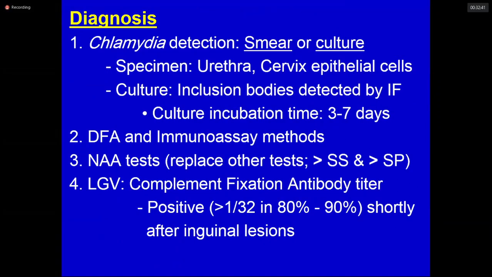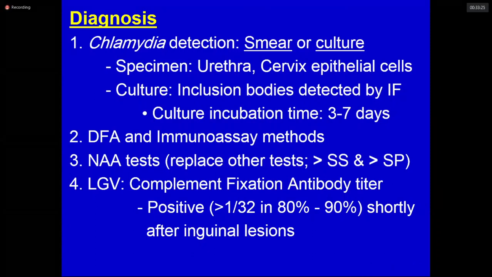Diagnosis of chlamydia: to make a smear examination or culture. The specimen, what specimen do we take from the patient? We take urethral discharge, or we can take cervical epithelial cells. Cultures, we can see inclusion bodies detected by immunofluorescence. You saw the picture at the beginning, the red cells and the green chlamydia. These are inclusion bodies of Chlamydia trachomatis inside the cells. Culture takes a bit long time, 3 to 7 days.